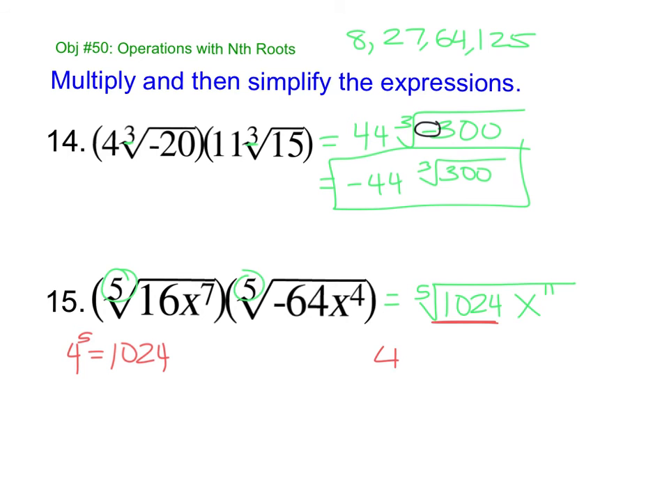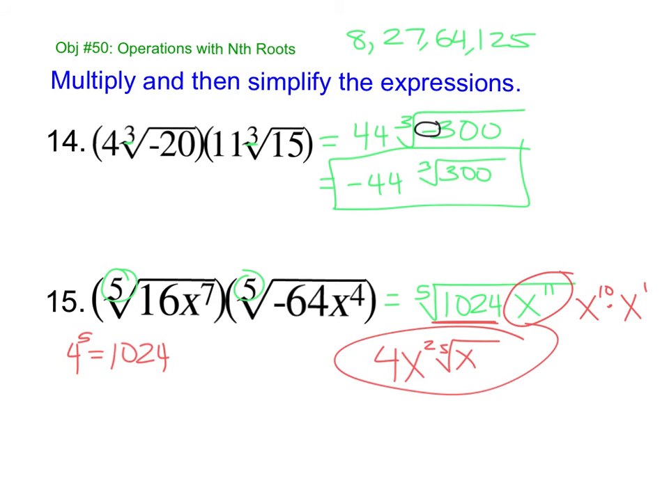So we get 4 on the outside. And then the 5th root of x to the 11th, that's x to the 10 times x to the 1st, right? The 5th root of x to the 10th is x squared, right? 10 divided by 5. And then we just have the 5th root of x left over. So that's our answer.